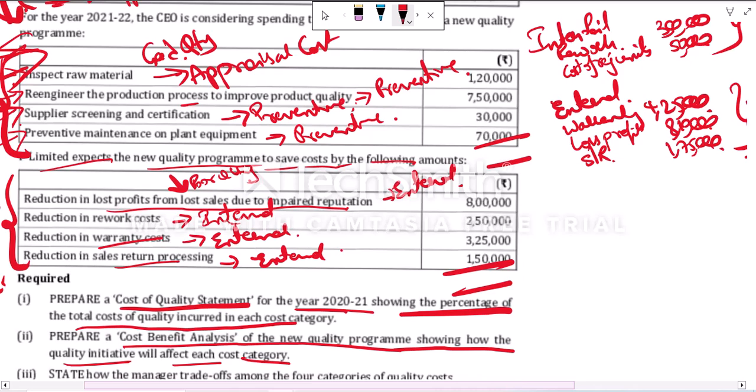Okay, now again bifurcate preventive, appraisal, internal, external.